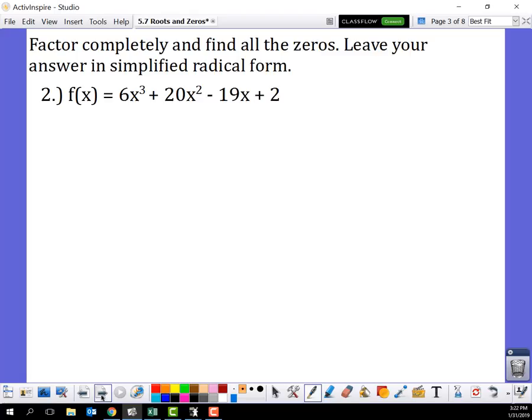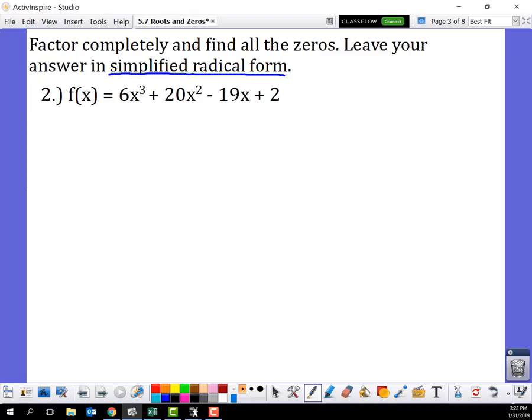So here's the same directions: factor completely, and find all the zeros, and leave your answer in simplified radical form. This part, foreshadowing, is going to be important in the directions. So for number 2, obviously what you're going to do is graph this on your graphing calculator.